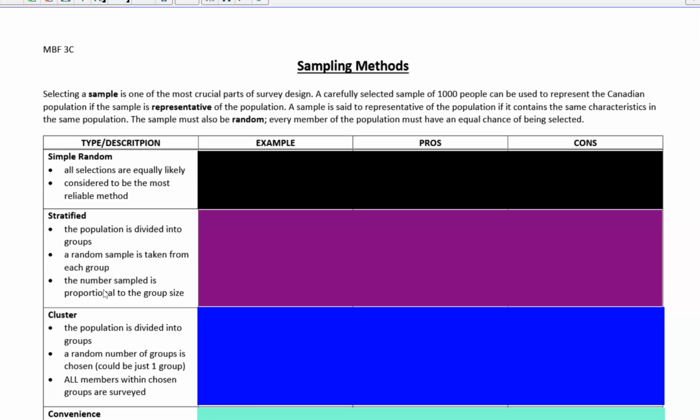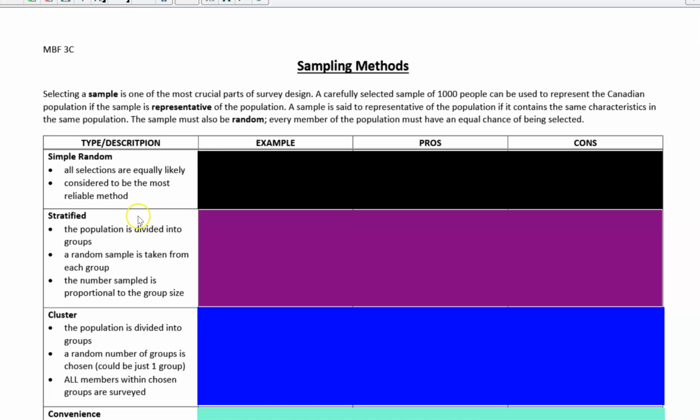A sample is said to be representative if it contains the same characteristics as the larger population. So if you've chosen the people in the small population that are representative of the larger one, it's just as good. The sample also has to be random so that every member of the population has an equal chance of being selected. We're going to talk about 5, maybe 6 different sampling methods. I'll give you an example of what they are and then the pros and cons to each one. Then I've got a few practice questions for you.